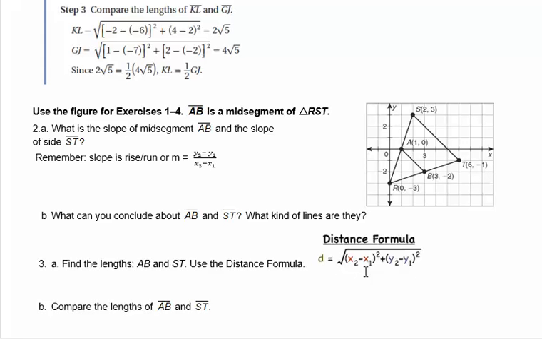Then you're going to use the distance formula to find AB and ST. It's best to simplify your square root rather than change it to a decimal, but if you can't remember how to do that, it's okay to do the decimal version in this one. And then you'll compare and see if one of them is half as long as the other one. That's what you should find.